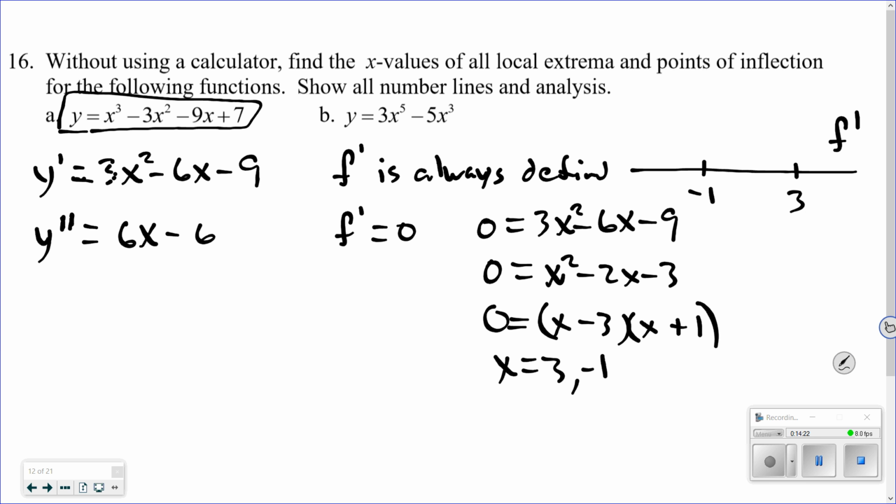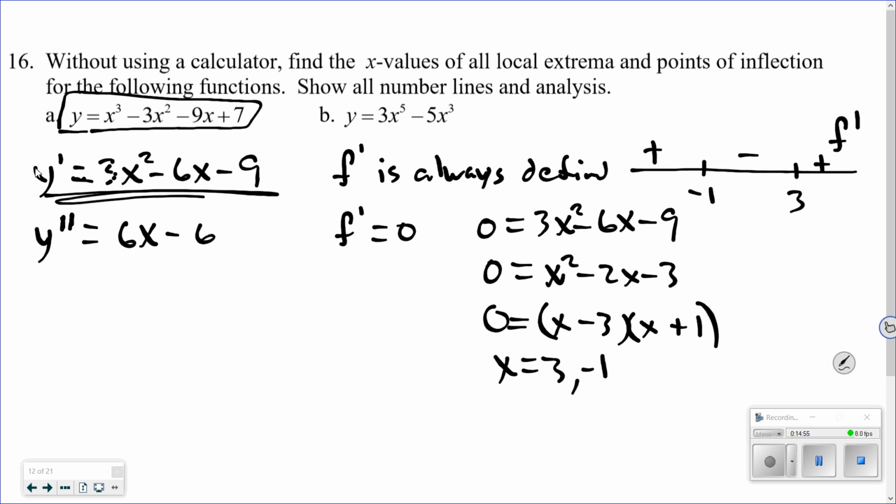When you test your intervals, you're testing the slope. You want to find out if the slope is increasing or decreasing. So we're going to use our derivative right here. So I'm going to pick a number to the left of negative 1. We can do negative 2. Negative 2 squared is 4, times 3 is 12. Negative 6 times negative 2 would be a positive 12. It's going to be a positive. Pick something between negative 1 and 3. You could do 0. That'd be 0, 0 minus 9. It's a negative. Pick something to the right. We do 4. That would be 16 times 3 is 48, minus 24, minus 9 is going to be a positive.